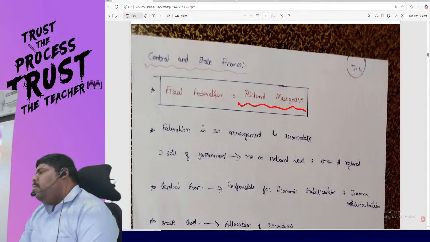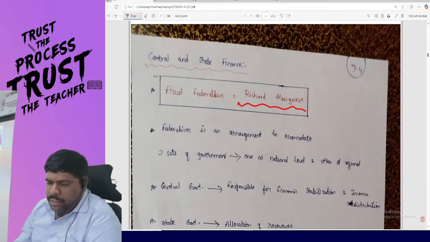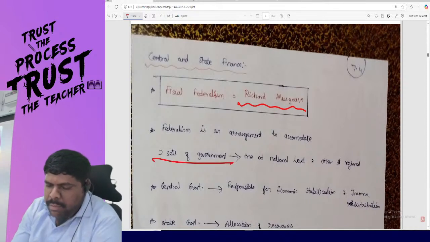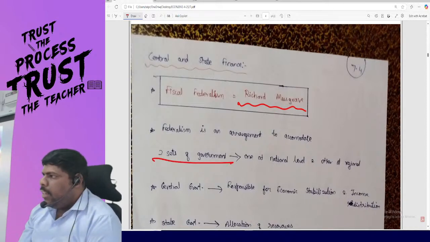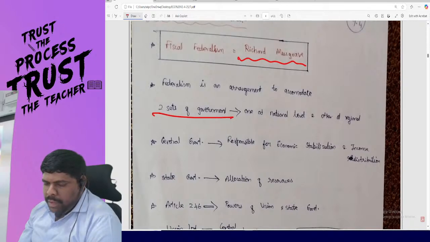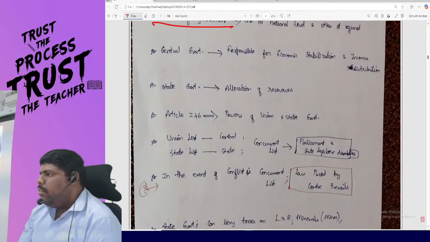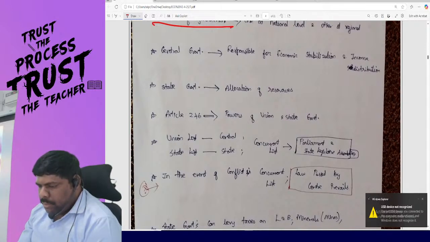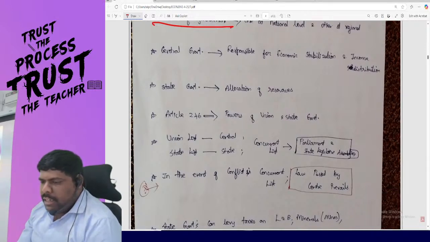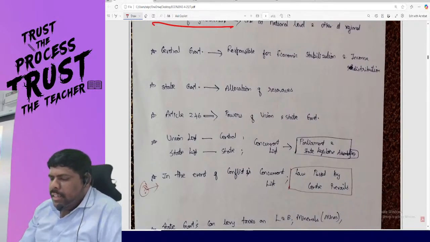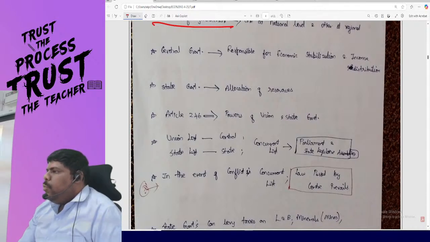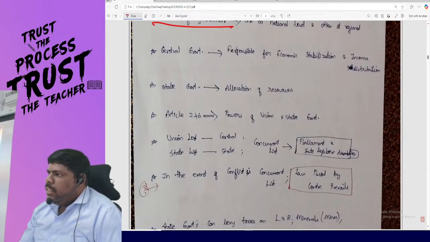So when the government is going to create a fiscal policy, the central government will collect one set of data and the state government will give data for their own state. So there will be 2 sets of government, one at the national level and the other at the regional level. Now listen. This is the major area which needs to be discussed.